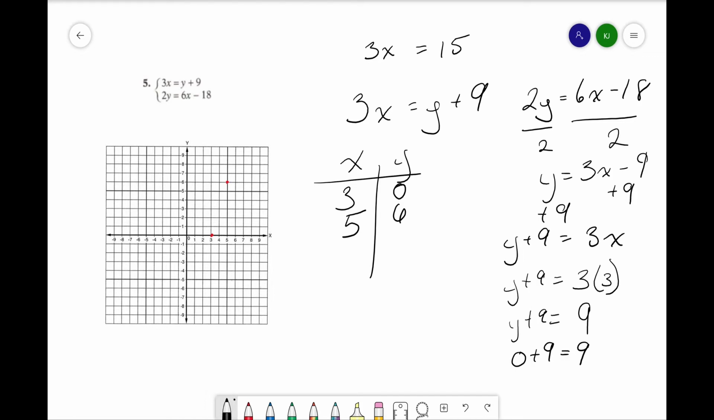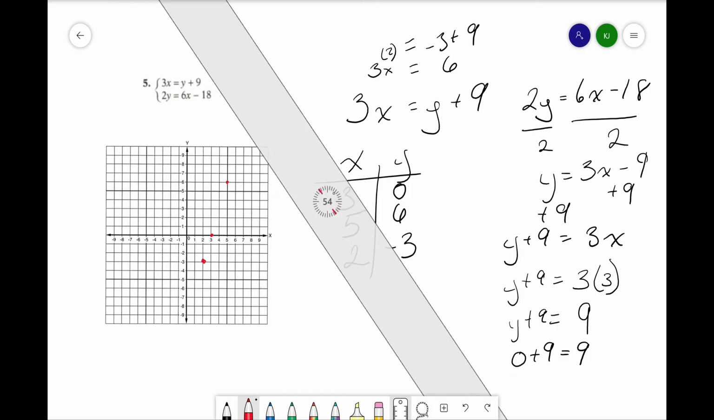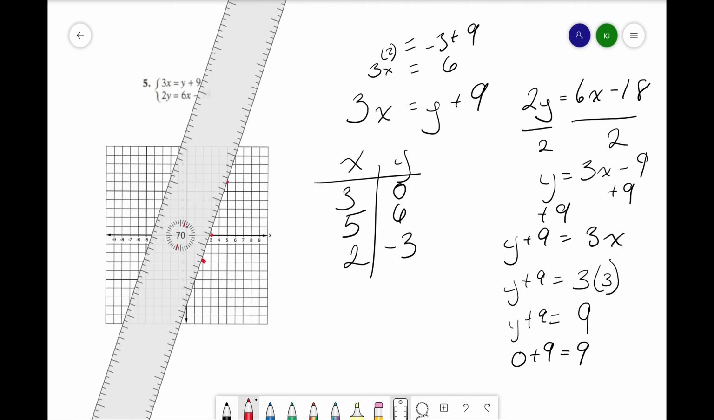And let's do one more. Let's do y equals -3. So -3 plus 9 is going to equal 6. So now 3 times what is going to equal 6? 3 times 2. So that means x is going to be 2. So now that we have 3 dots, we can very easily connect our dots and see what our line looks like.